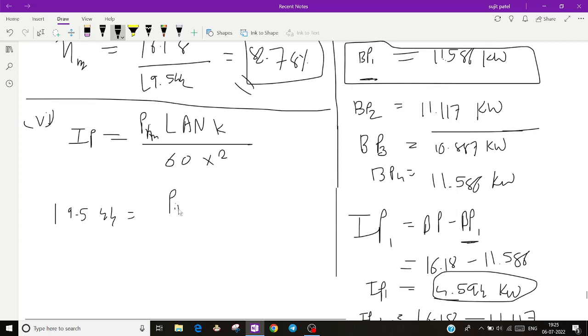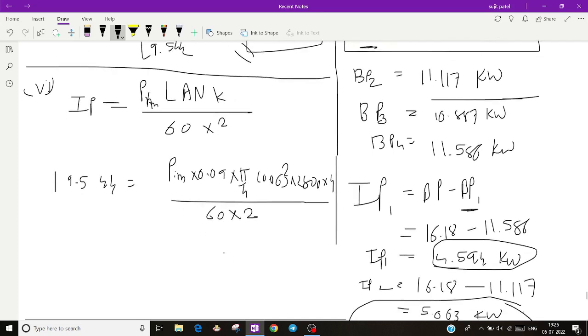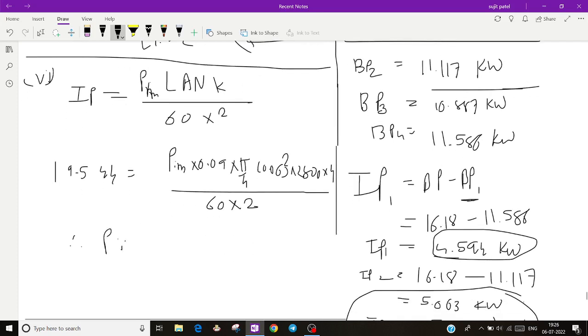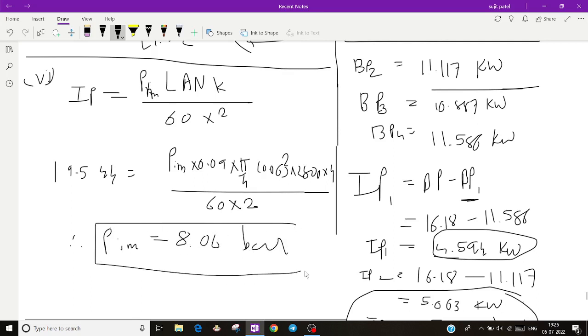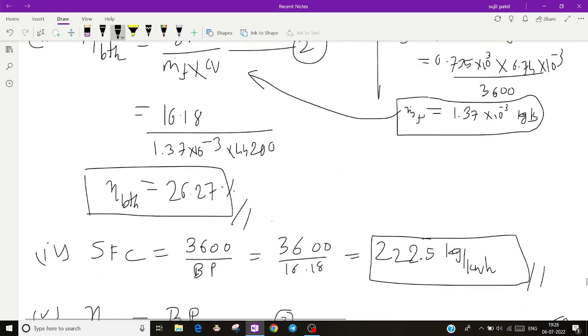We have L is 0.09, A is pi by 4 d squared, the piston cross section area, 0.06 square. RPM is 2800. Number of cylinders are 4, multiplied by 60 and 2. So when you solve this, you will get the indicated mean effective pressure, that is 8.06 bar. That is the answer. All these answers we have found out, and our question is completed.